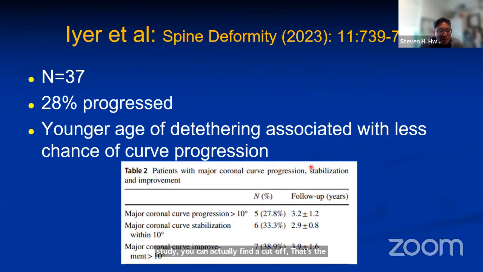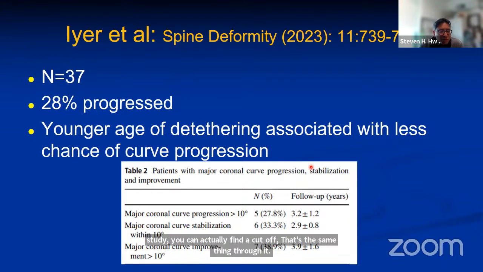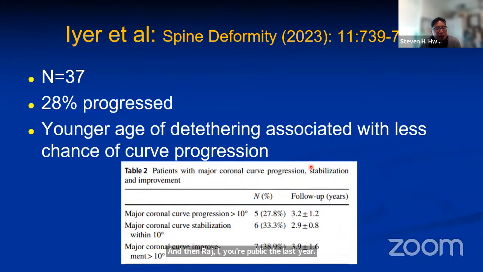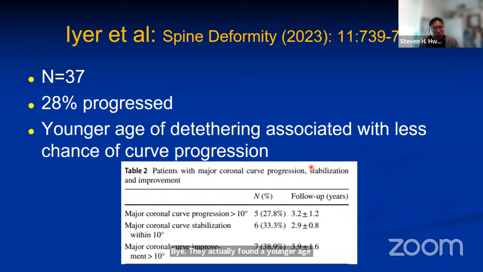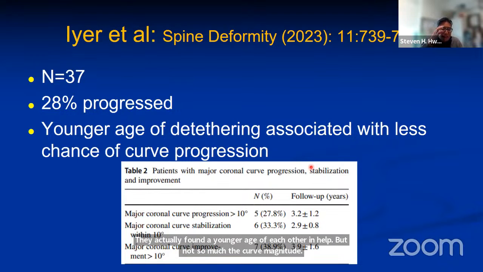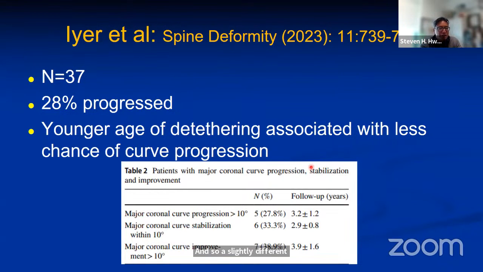And then Raj Iyer published a paper last year. It was a multi-center pediatric spine study group study looking at 37 patients, where about a third of the patients progressed after detethering. They actually found a younger age at detethering helped, but not so much the curve magnitude. It's a slightly different population, but they had a little bit more myelomeningocele in their series. But it's a similar theme again to what we saw with the Chiari population, meaning at a younger age, maybe you can channel that growth after and get improvement or stabilization of the curve.